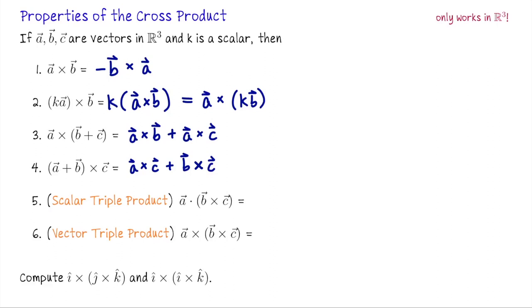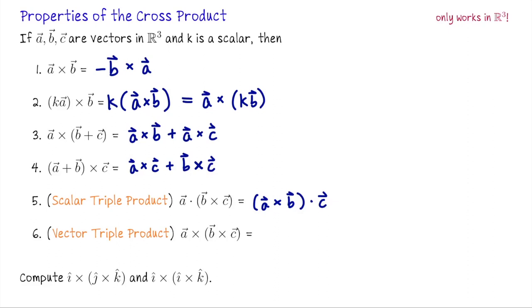And then let's look at these triple products. The first one is the scalar triple product, A dot the cross product of B and C. If it was convenient to you, you could reorder that as A cross B first, and then dot that result with C. Notice the final calculation here is a dot product, so that should return you a scalar value.